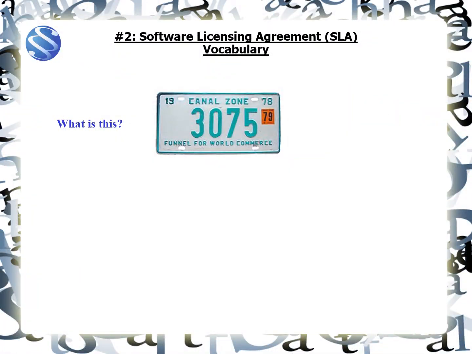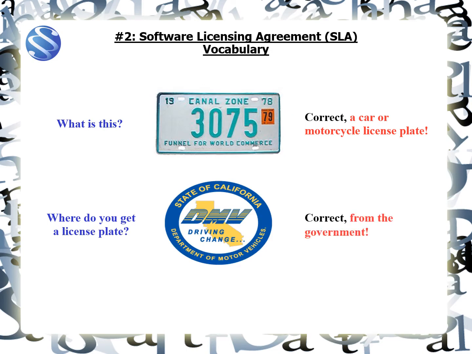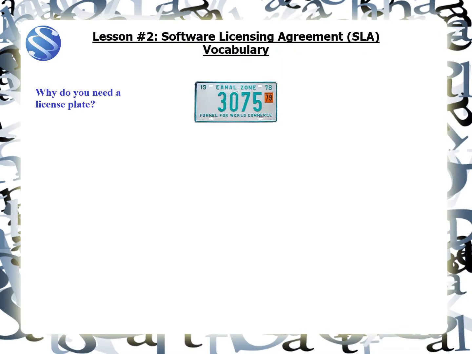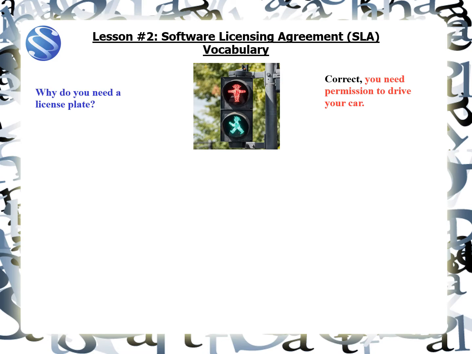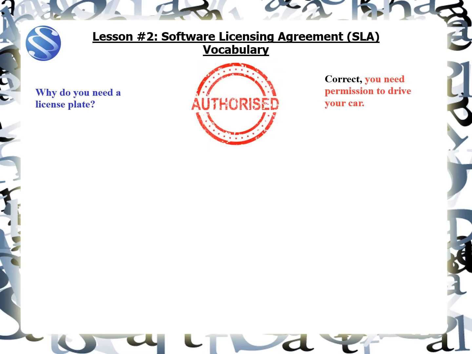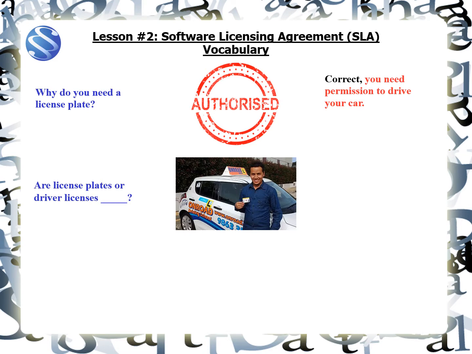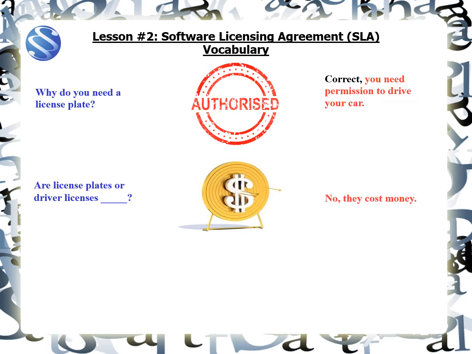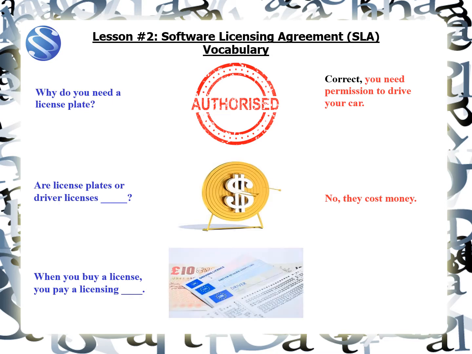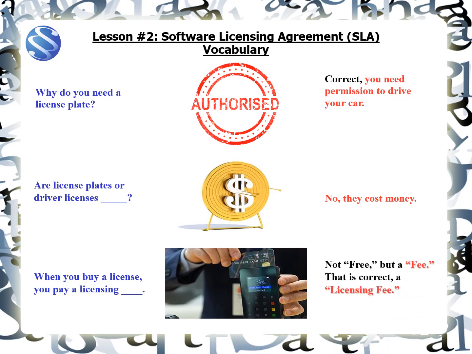What is this? Correct. A car or motorcycle license plate. Where do you get a license plate? Correct. From the government. Why do you need a license plate? Correct. You need permission to drive your car. Are license plates or driver's licenses free? No, they cost money. When you buy a license, you pay a licensing, not free, but a fee. That is correct. A licensing fee or license fee.